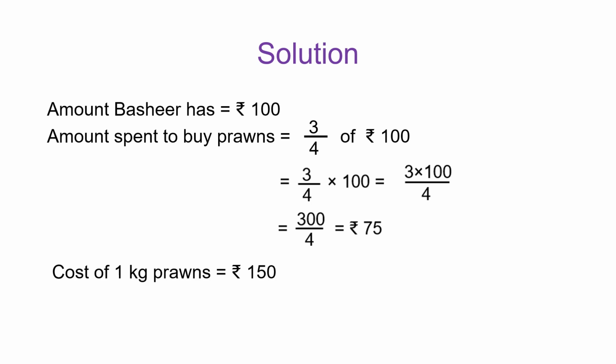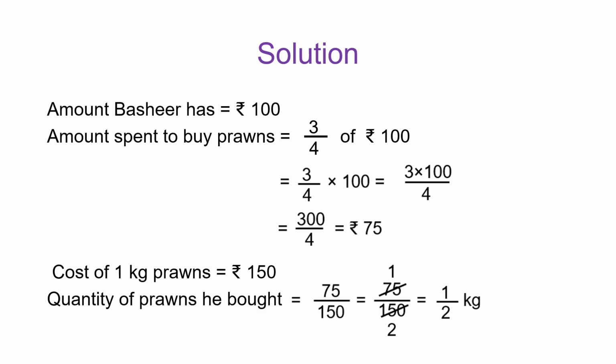Cost of 1 kg prawns is 150 rupees. Quantity of prawns he bought: 75 out of 150, that is 75 divided by 150. Now divide the numerator and the denominator by the same number, 75. 75 ones are 75 and 75 twos are 150. That is 1/2 kg. So he bought 1/2 kg prawns.